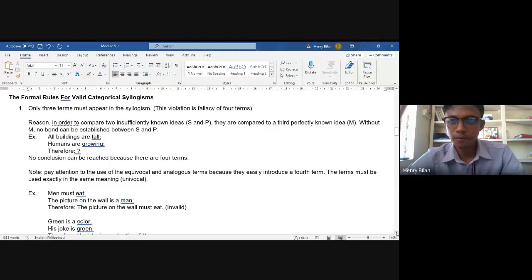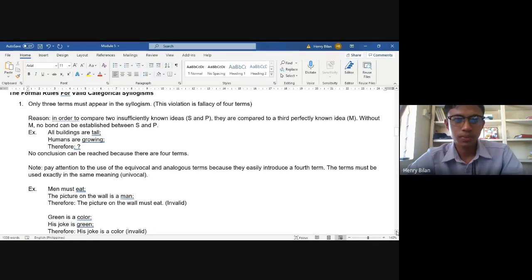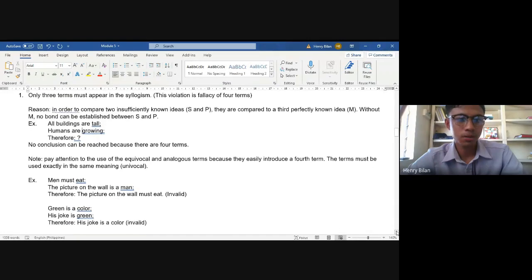But how about if there are two of the same terms? I mean, the same spelling, the same pronunciation, but they mean different things. So we call this the equivocal terms. And sometimes also we have the analogous terms, because terms must be used univocally so that they are identical. Parehong-pareho. Kasi kung mag-ibang ibig sabihin, akala mo tatlo lamang yung terms doon pero apat pala.